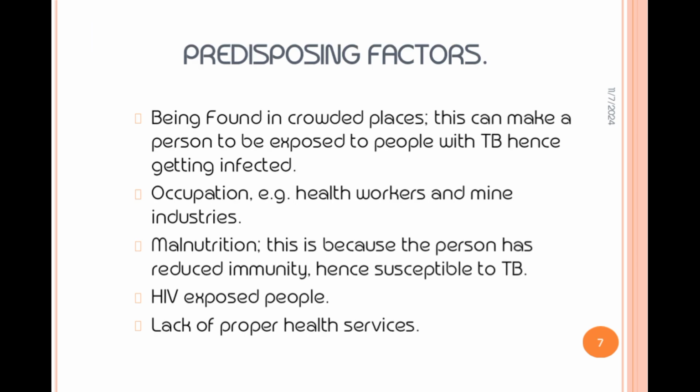We move ahead. So we talk about the predisposing factors now. What are the things that may put someone at risk of having tuberculosis? So the first thing is being found in crowded places. This makes a person exposed to people with TB, hence getting infected. If an individual is in an area where there is tuberculosis, an endemic place, and they happen to be near a person who has tuberculosis, and that person coughs out and they inhale the infected cough spray, the chances of that individual contracting tuberculosis are very high.